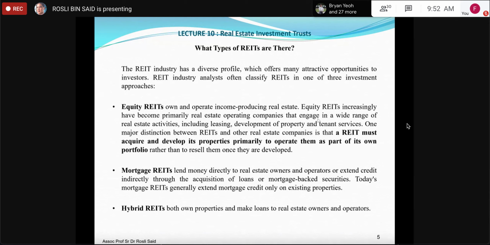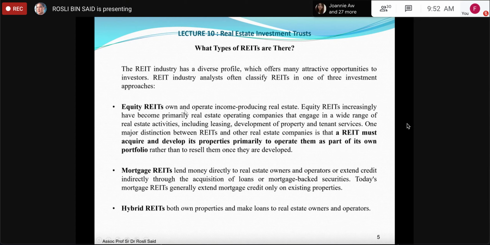Yes, thank you. So the REIT industry has a diverse profile which offers many attractive opportunities to investors. Industry analysts often classify REITs in one of three investment approaches: equity REITs, mortgage REITs, or hybrid REITs. Equity REITs basically refers to REITs that own and operate income-producing real estate.